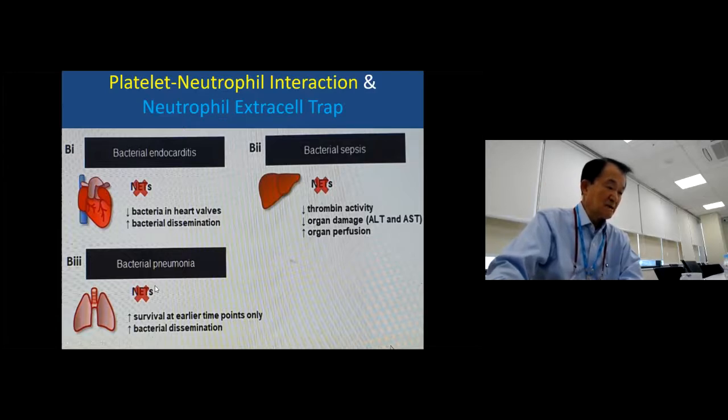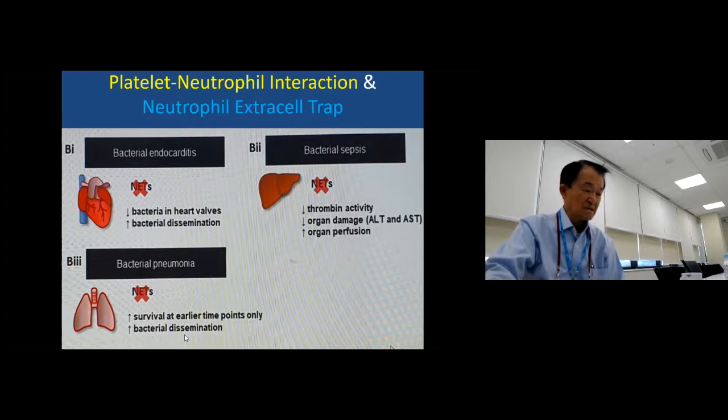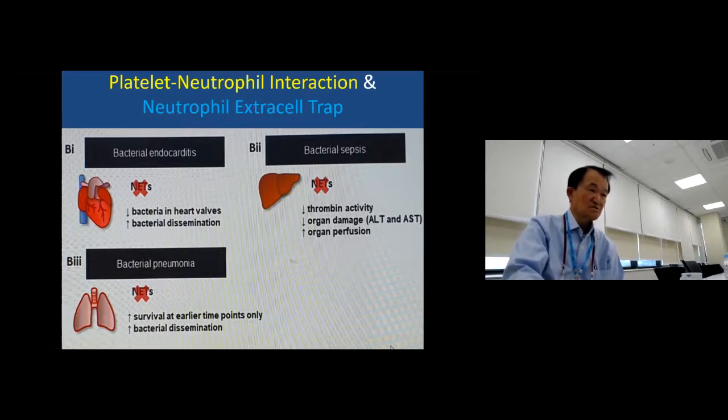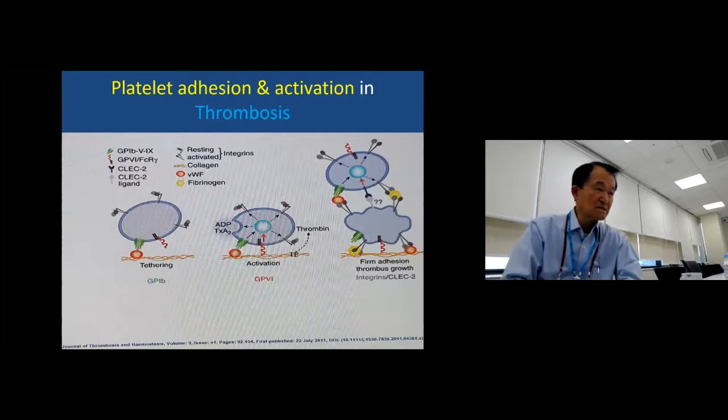And in bacterial pneumonia, the NET is increased, and bacterial dissemination is also increased. So sometimes this neutrophil extracellular trap measurement is useful to think about differential diagnosis. And in thrombosis, platelets adhere and then are activated, with very many of these kinds of factors and genes.